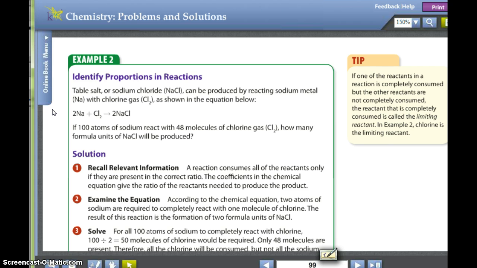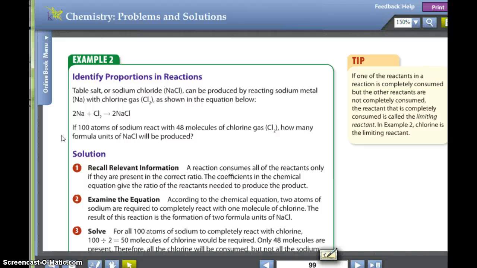All right, let's look over the example. Identify proportions in reactions. Table salt, or sodium chloride, NaCl, can be produced by reacting sodium metal, Na, with chlorine gas, Cl2, as shown in the equation below. 2 Nas have to come together. Remember, the coefficient means there's 2 copies of it. 2 Nas plus 1 molecule of Cl2, so it's 1 copy of 2 chlorine atoms glued together, yields 2 copies of NaCl. If 100 atoms of sodium react with 48 molecules of chlorine gas, Cl2, how many formula units of NaCl will be produced?